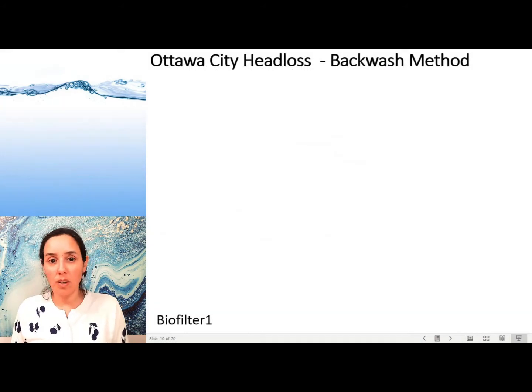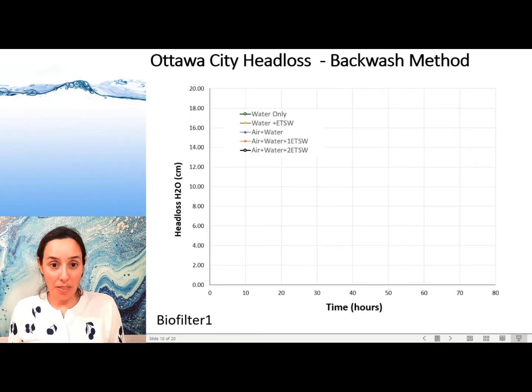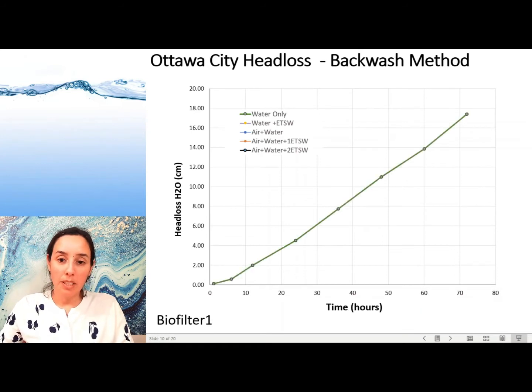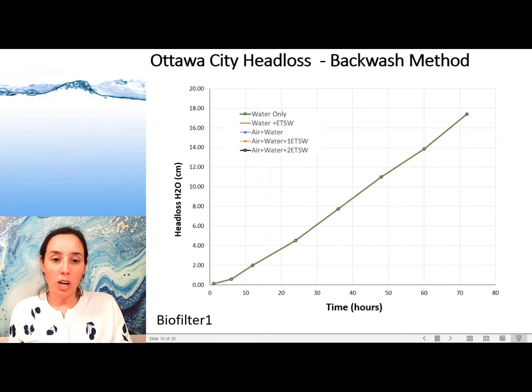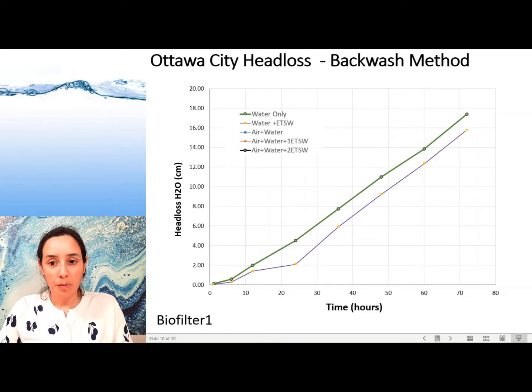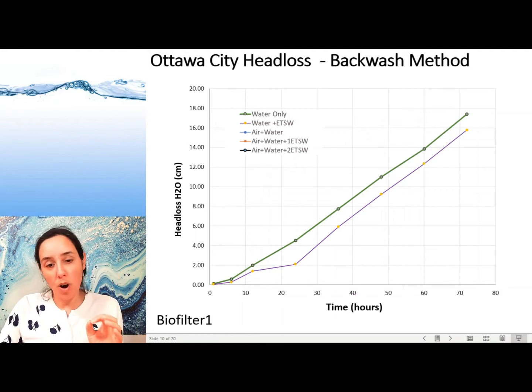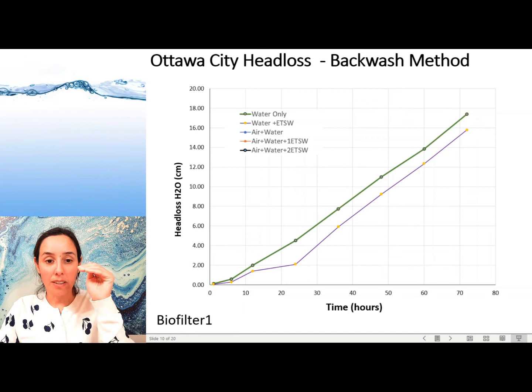So moving on to the Ottawa City results, we looked at backwash method and how they influenced head loss. On the y-axis, I've got head loss, and on the x-axis, I've got time. Our base case is water only, which has this curve to it. And then what we see is that by adding that extra step, water and ETSW, we have a marginal but noticeable improvement in that head loss development over time.